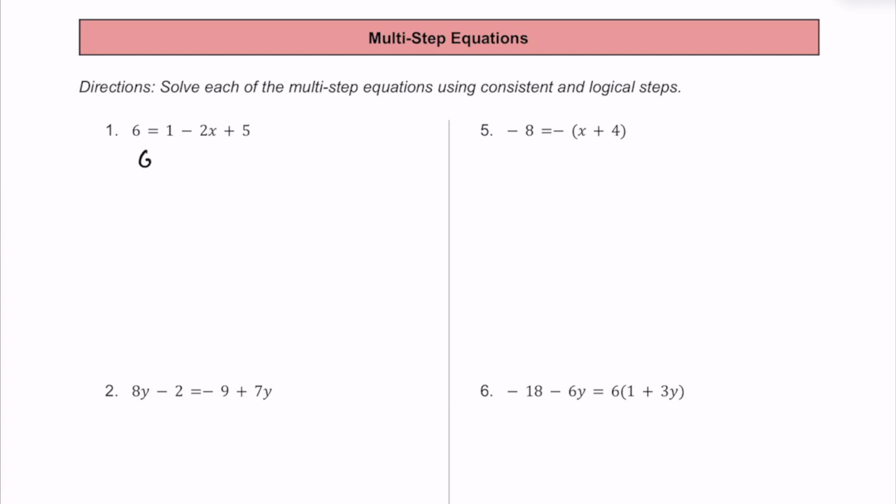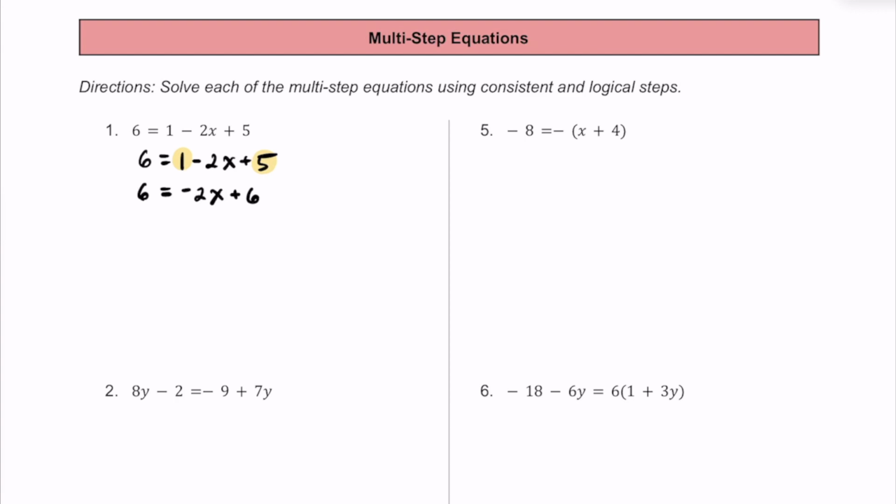For number 1, we have this equation of 6 is equal to 1 minus this 2x plus 5. All right, so the first thing we're going to do is see if we can combine some like terms. It looks like on the right side of the equation, we have two constants of 1 and 5. Those can be combined to make 6. So on the left side, we'll have 6 is equal to, and I'm going to write this negative 2x term first, and then 1 plus 5 equals 6 if you combine those constants.